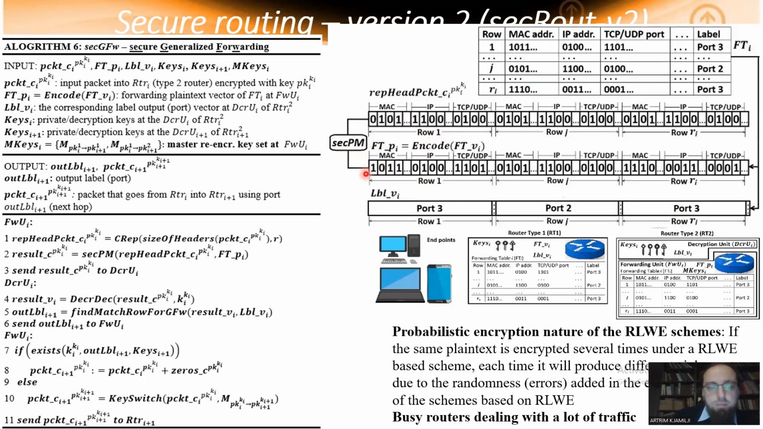After we apply the secure prefix match, we send the result to the decryption unit. Now the decryption unit is going to decrypt it and find, based on the output of the secure prefix match, the corresponding output label for the packet, and it's going to send that output label again to the forwarding unit. Now the forwarding unit sees the output label, knows the next hop, and sees whether the next hop has the same decryption key that the input packet came with. If that's the case, it's just going to refresh it by adding zeros, and forward it. Otherwise, it's going to use the key switch to convert the input packet ciphertext from the domain of the public key it was encrypted under into one of the public keys of the next hop, and send it to the next router.